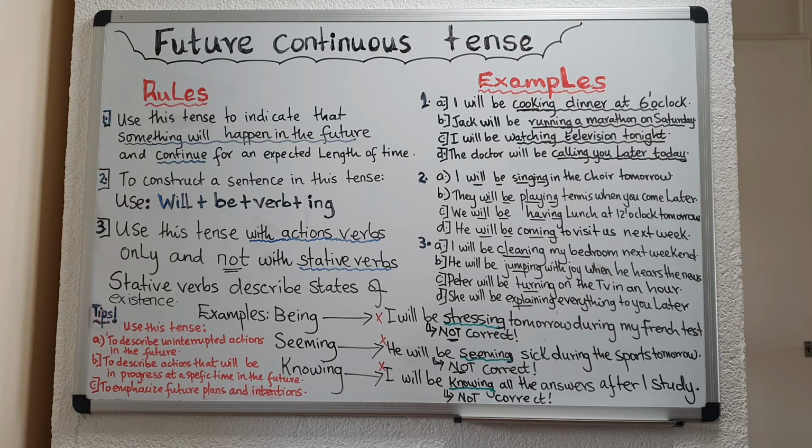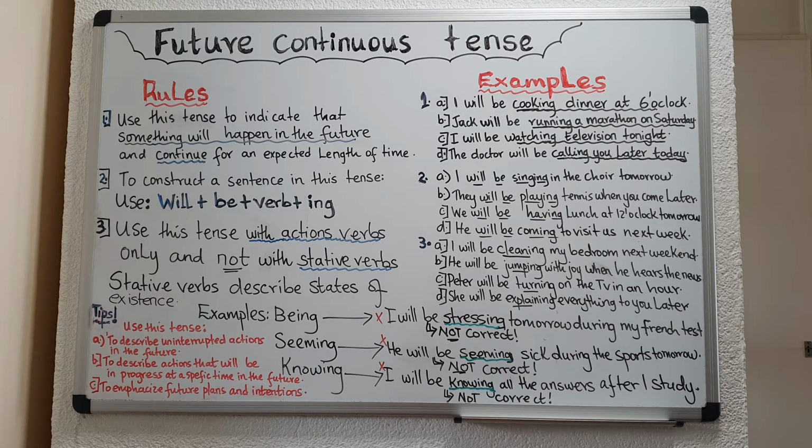Example B, 2B. They will be playing tennis when you come later. So you have the pronoun they, and then you have will plus be plus play plus ing. They will be playing tennis when you come later. So later on, when you arrive, they will be playing tennis. That's the plan for later, and that's going to last for an unexpected length of time.